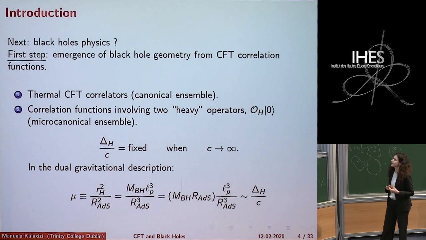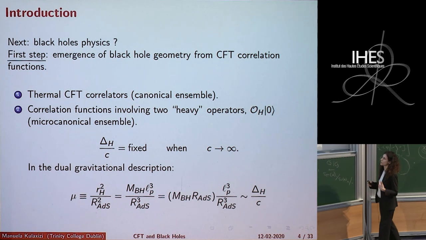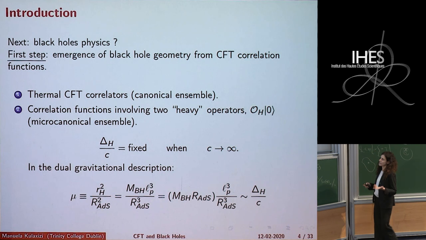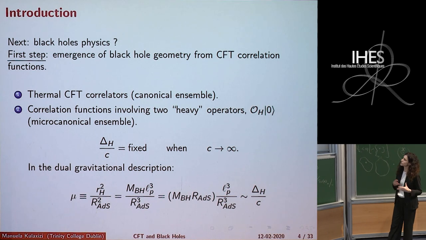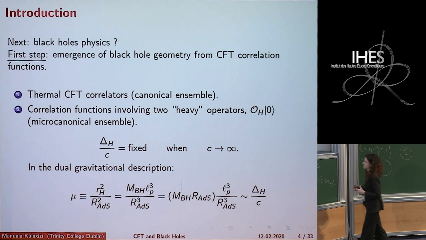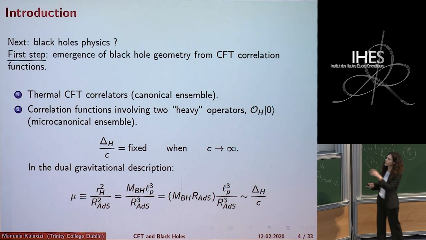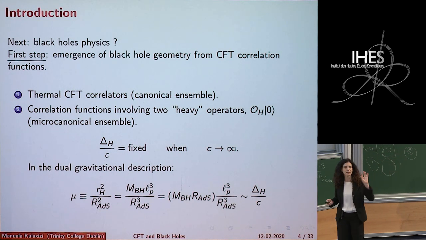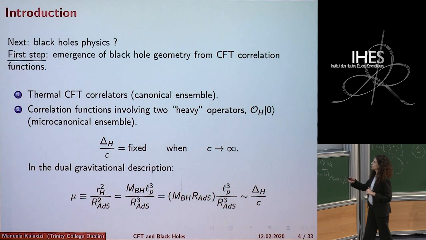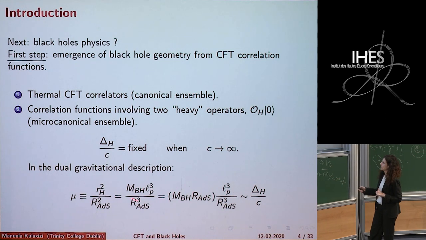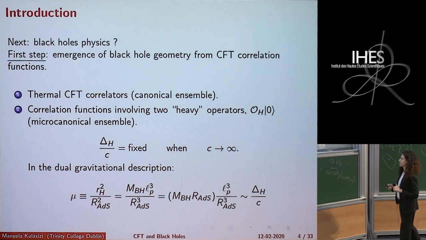So these operators are termed heavy because in the limit where we send the central charge to infinity, their conformal dimension also scales the same way, and the ratio delta heavy over C is roughly fixed. So in the dual gravitational description, the parameter that we're going to see a lot, and it's basically equivalent to delta heavy over C, is the ratio of the horizon radius to the AdS radius. That's in four dimensions specifically, this equation, since this will be mainly the focus of this talk, although there are results beyond that. And you can get to this relation through the AdS/CFT correspondence. So this will be an important parameter for us here.